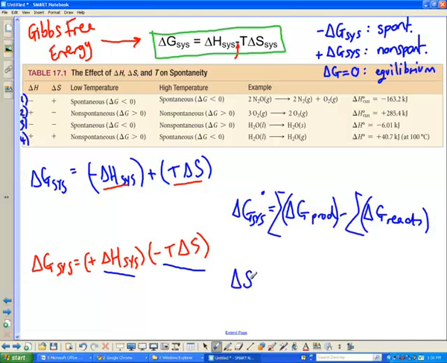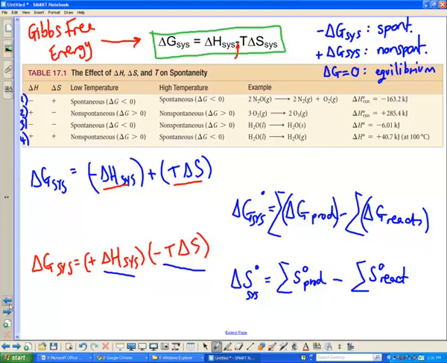And it's exactly the same for entropy. If you want to figure out the entropy change for a particular process, it's just the sum of the standard entropy values of the products minus the sum of the standard entropy values of the reactants.